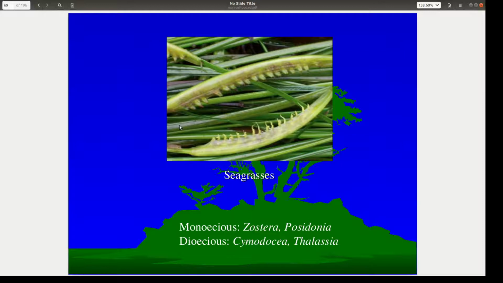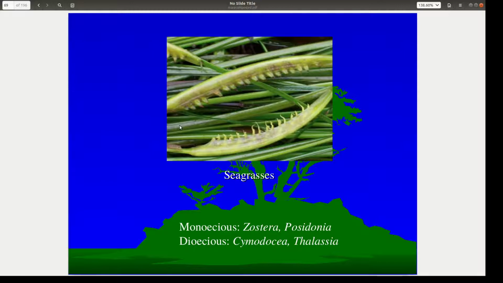And so around here, close to Croatia, dioecious species are Cymodocea, and monoecious are Zostera and Posidonia. So Cymodocea occurs in bays and also in the open Adriatic. In the Novigrad Sea, for instance, you can find Cymodocea in deeper levels. And of course, Zostera in bays and estuaries, Posidonia out in the clear open ocean of the Adriatic.